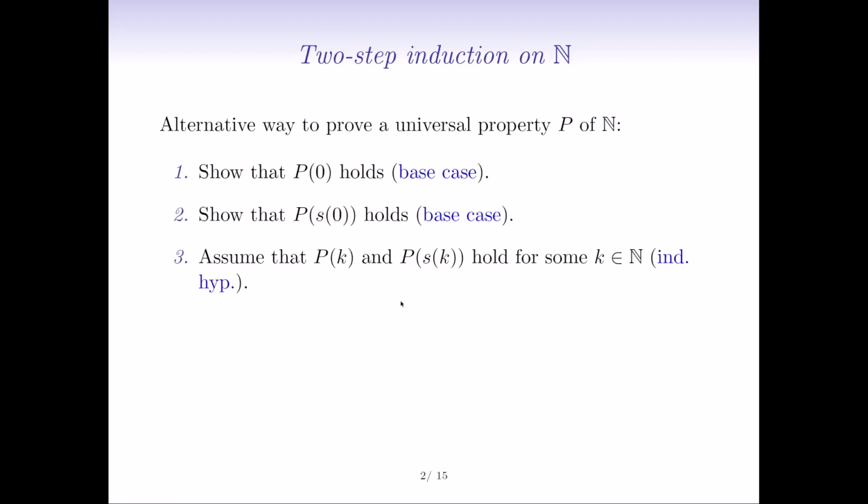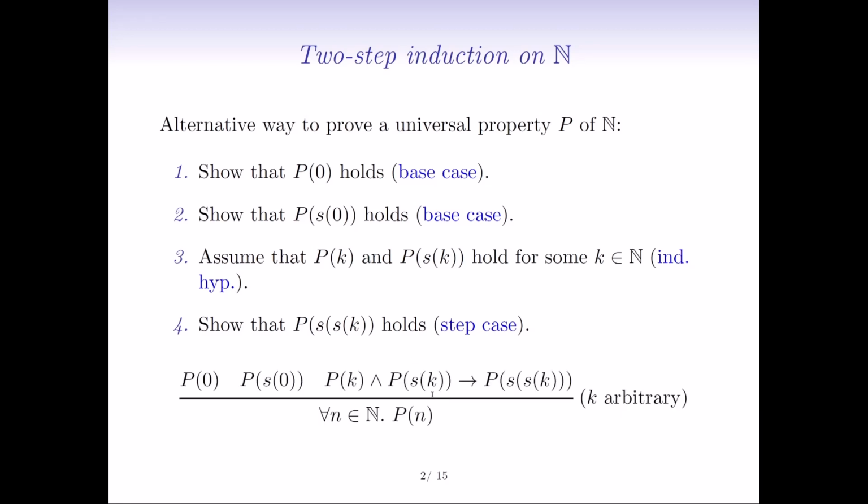Then our induction hypothesis is that P holds for a pair of successive numbers. So for some arbitrary number k, we assume that P holds both of k and the successor of k. And then the step case of the induction is to show that P holds then for the next number after that, which is the successor of k, or k plus 2.